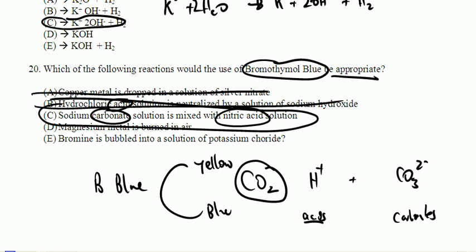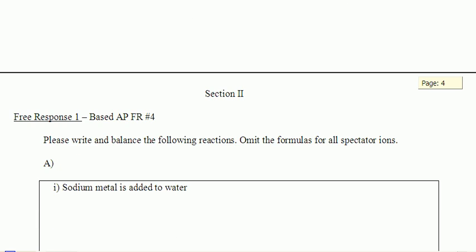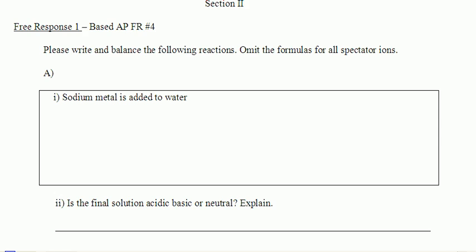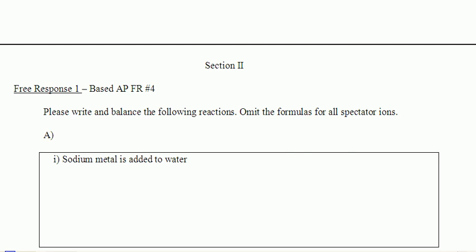Hey guys, I apologize I'm going so fast here, but remember, you can watch these as many times as you want, play them over and over. So there are going to be 9 reactions. I'm going to go through these the way I want you to go through them. Here we go. Each one's going to have a question associated with it. This is all based on free response number 4.